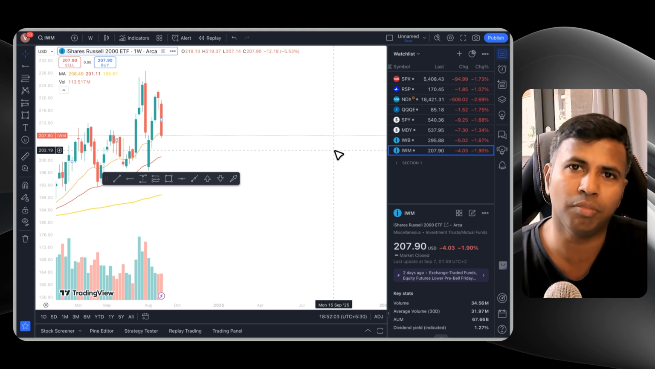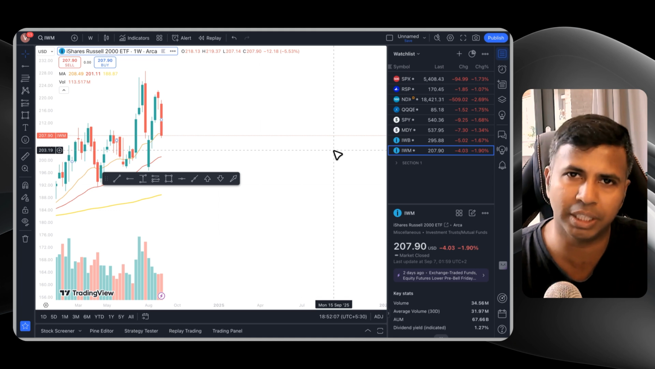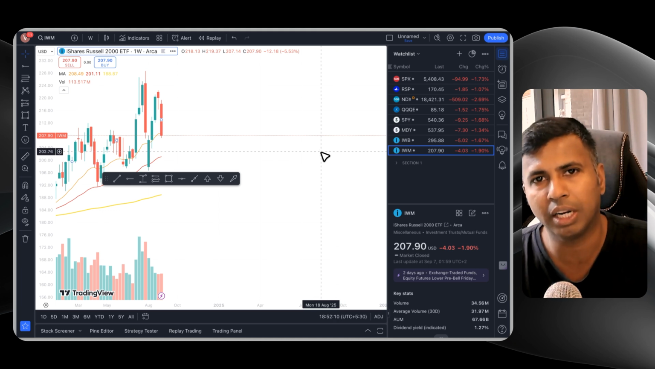We can also see that there is a significant drop in momentum of all these stocks and the major indices as well. I'll be covering that in another video.